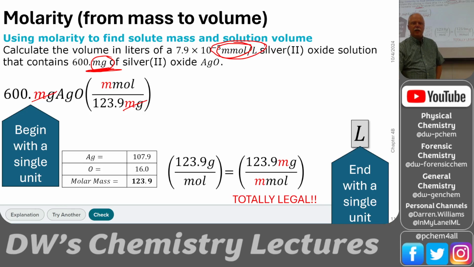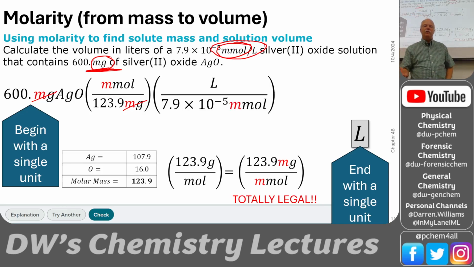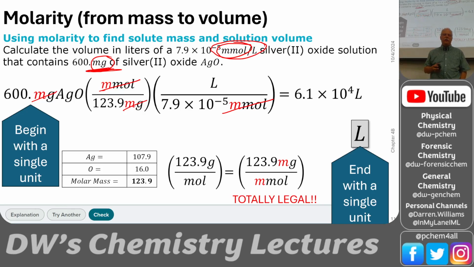And then we use the concentration, and the concentration is in millimoles per liter. So the millimoles is on bottom because I want to cancel with millimoles. This is right out of the problem, the 7.9 times 10 to the minus 5. And this is the most efficient way to do this problem. I could do the 1,000 milligrams per gram and 1,000 millimoles per mole and so on, but those thousands would cancel. And so our answer then is 6.1 times 10 to the 4th liters.